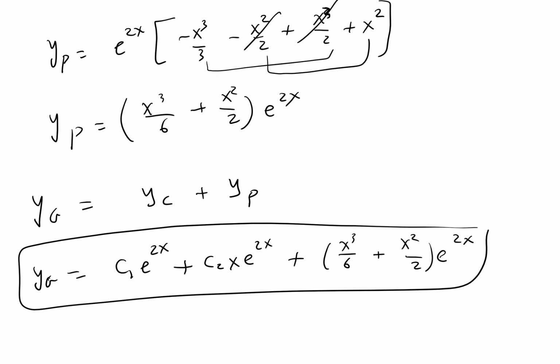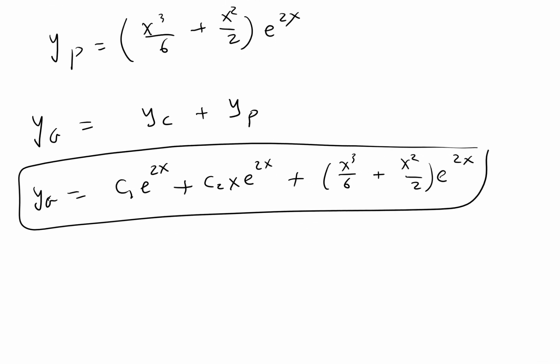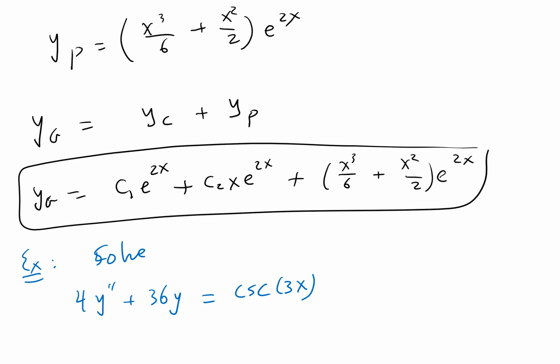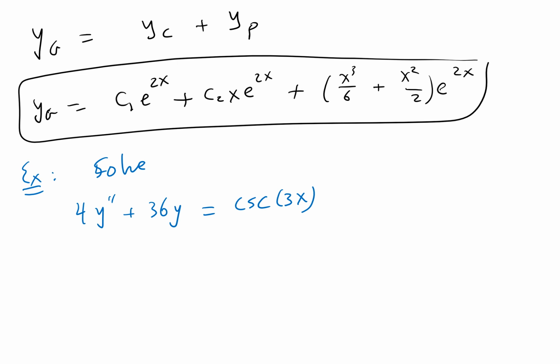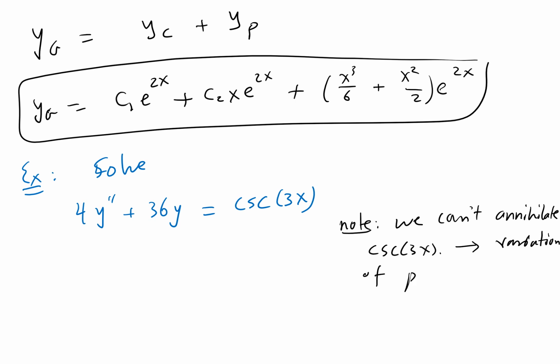All the examples can be resolved the same way. One other example from the book: solve 4y double prime plus 36y equals cosecant 3x. So why are we using the variation of parameters method here? Because if you want to use the annihilator method from the last two sections, we cannot annihilate the cosecant 3x. So the variation of parameters method works here. It will help us to solve the differential equation.